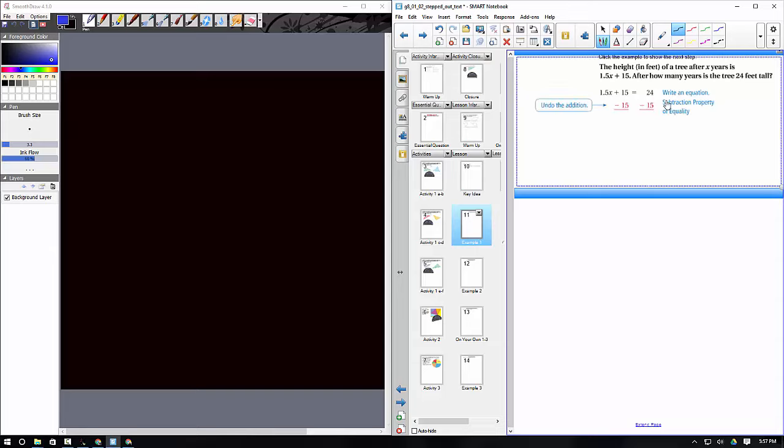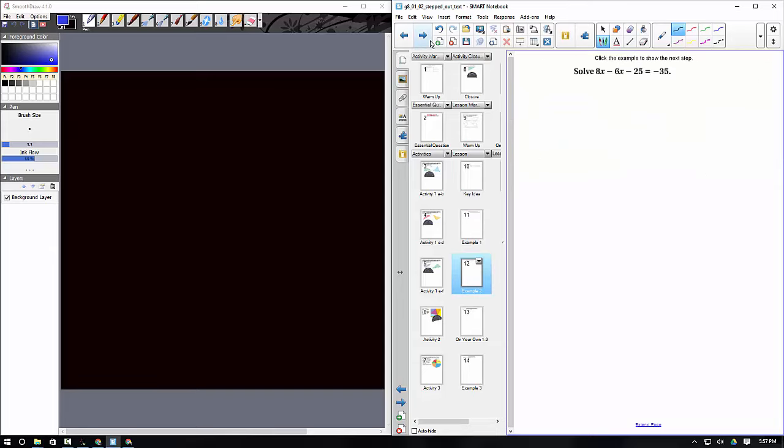So I have this equals 24. I want to do the subtraction property of equality because I'm subtracting here. And I get 1.5x equals 9, right? I'm now going to divide because it's multiplication up here. Again, I call this the multiplicative inverse, but it would just be 9 over 1.5. And the answer is 6. So the tree is 24 feet tall after 6 years.